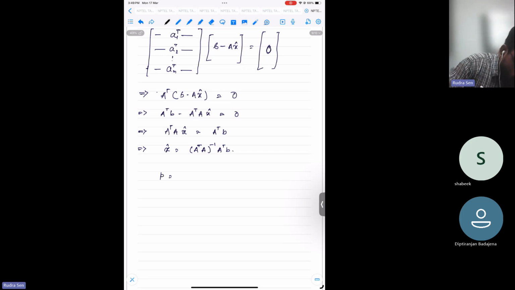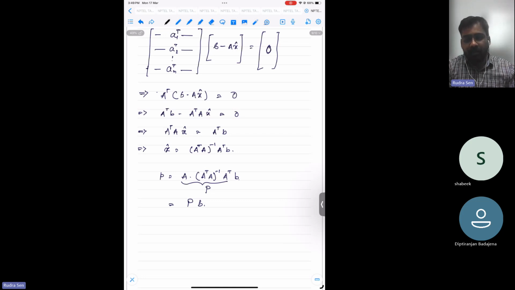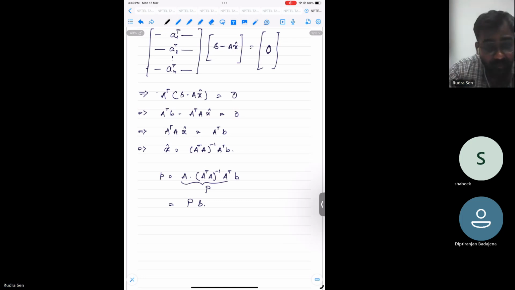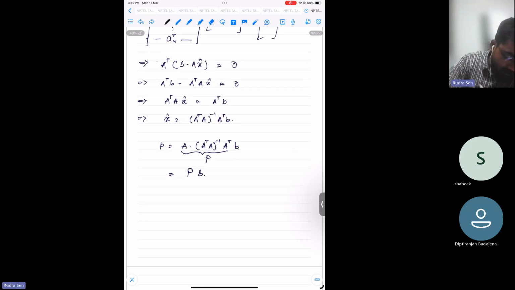Now we need to find the p vector which is projected on the plane, which is A multiplied with (A transpose A) inverse A transpose B. So this is basically a projection matrix, capital P. It may look like this. Up to that point is clear to everyone, right? Yes, sir. So the P matrix is something like this.